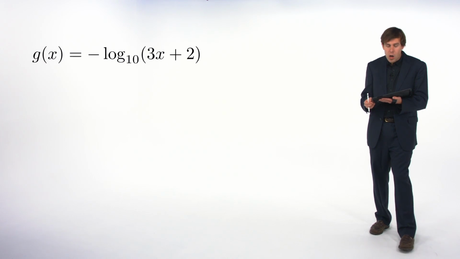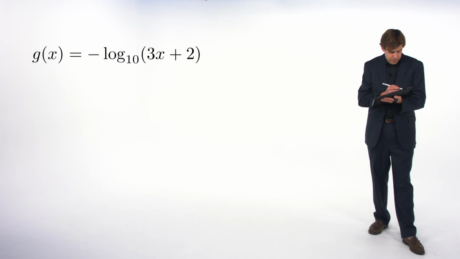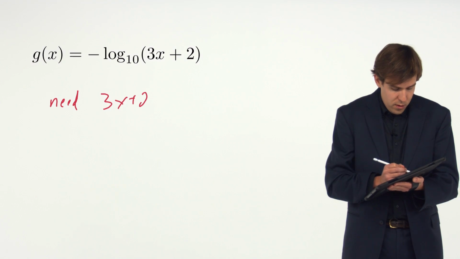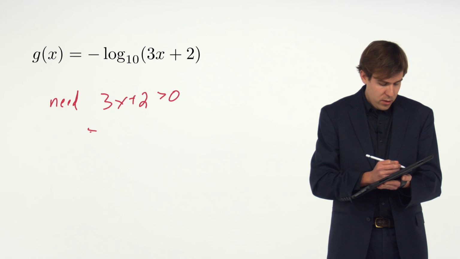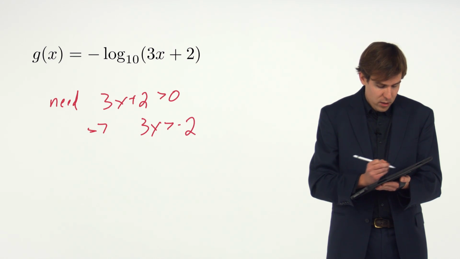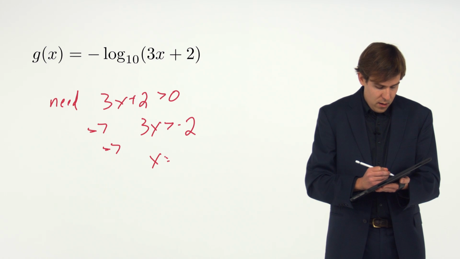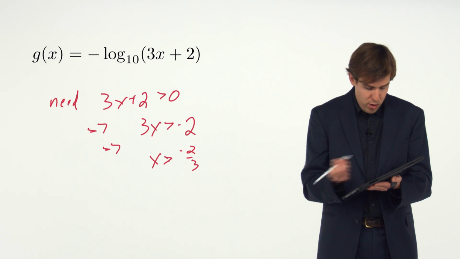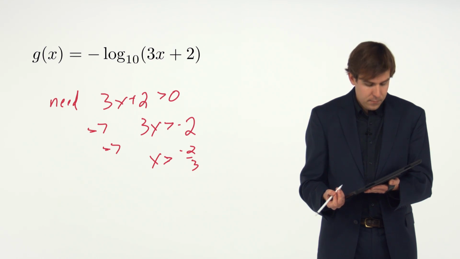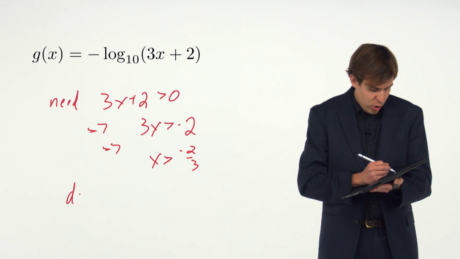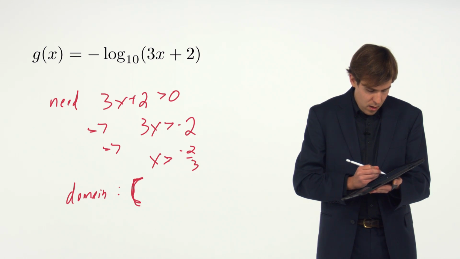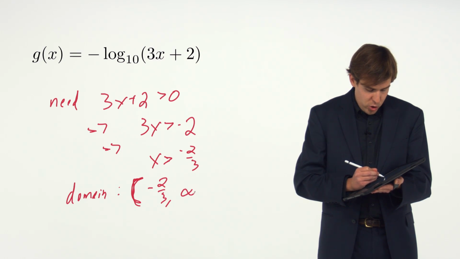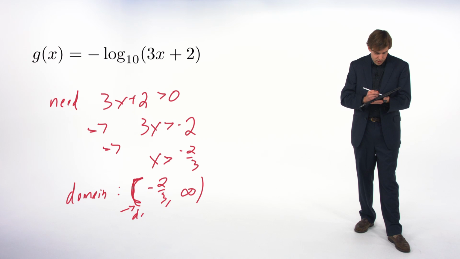So here's a kind of tricky logarithm. So I need, for the domain, 3x plus 2 to be greater than 0. That's when I'll have an allowable input for the logarithm. So this tells me that 3x needs to be greater than minus 2, which means x needs to be greater than negative 2/3. Okay, so that tells me that the domain will be minus 2/3 to infinity. And here I don't include the endpoint.